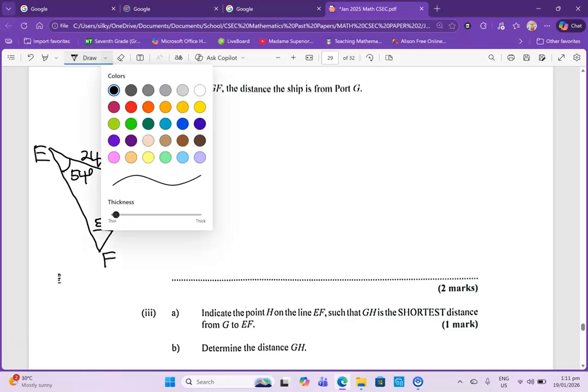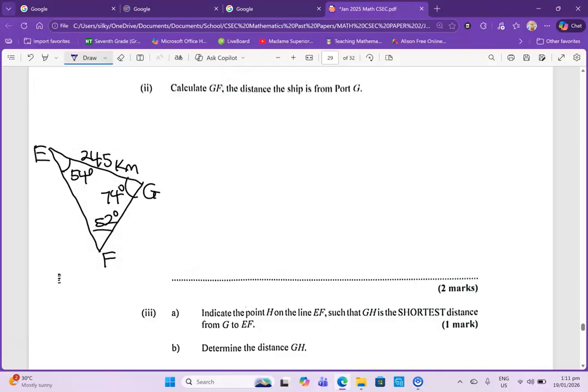Okay, so we want to find the distance GF. So let's look at what we have in the diagram. The distance GF is opposite angle E. So if I label that side, it will be small e. And then I also have the side that is opposite angle F. So I'm going to label that small f. Since I want to find the side that is opposite this angle, and I have the side that is opposite this angle, it means I need to use the sine rule.